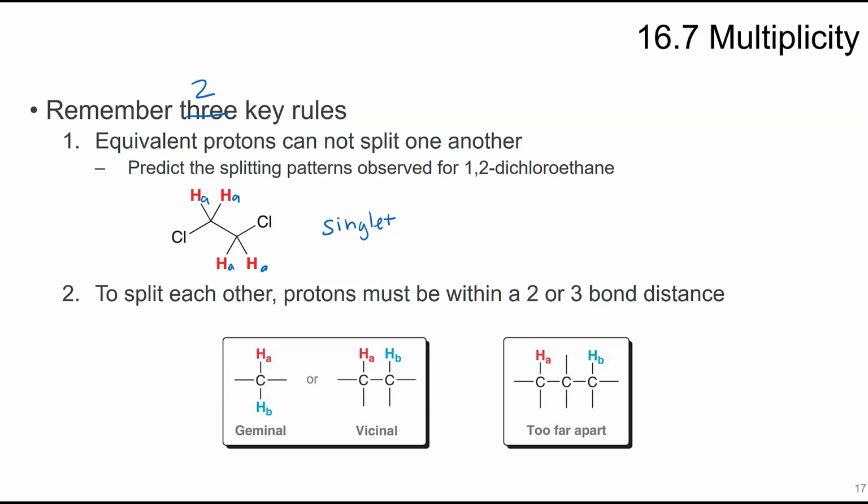And then to split each other, they must be within a 2 to 3 bond distance. So with this HA here, that one can see HB if they're in slightly different environments. This HA can see this HB, but this HA cannot see this HB because it's 1, 2, 3, 4 bonds away, so there's no splitting. This one will have splitting.